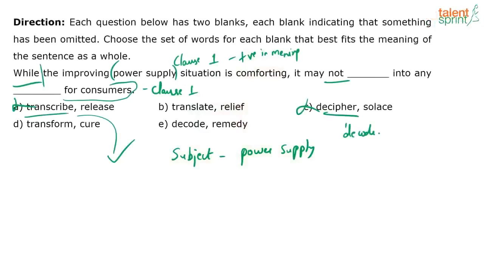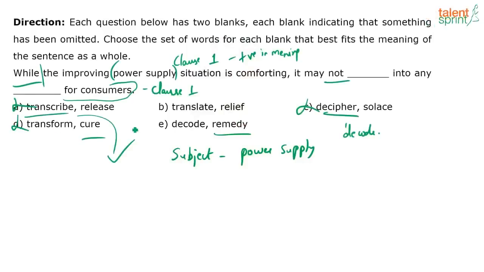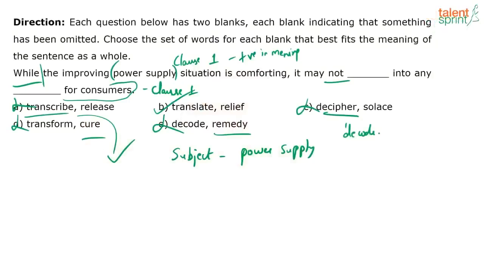And we can immediately eliminate option D and E. Why? It says remedy and cure. Imagine power supply curing something for the consumers, doesn't make sense. Remedy is some sort of an antidote, right? Doesn't make sense again. So D and E are completely illogical. Again, it says decode, which is the same as decipher. And we're not talking about power supply changing, transforming. This particular situation of the power supply improving does not translate into providing relief for the consumers. That's the logic. Option B, right?